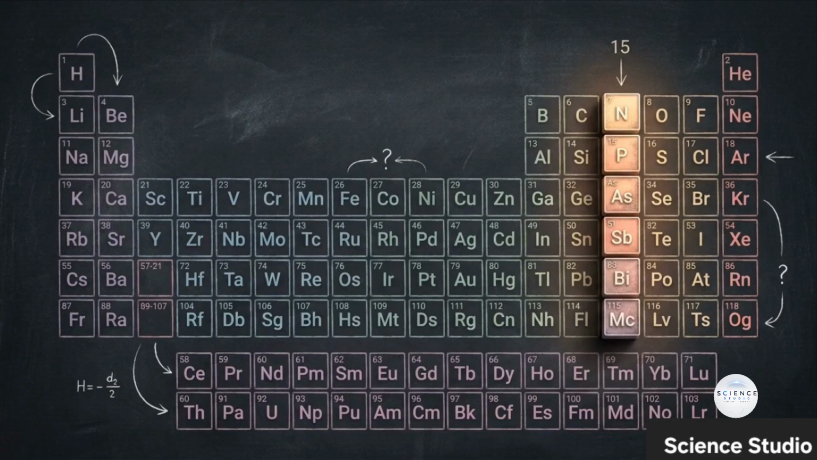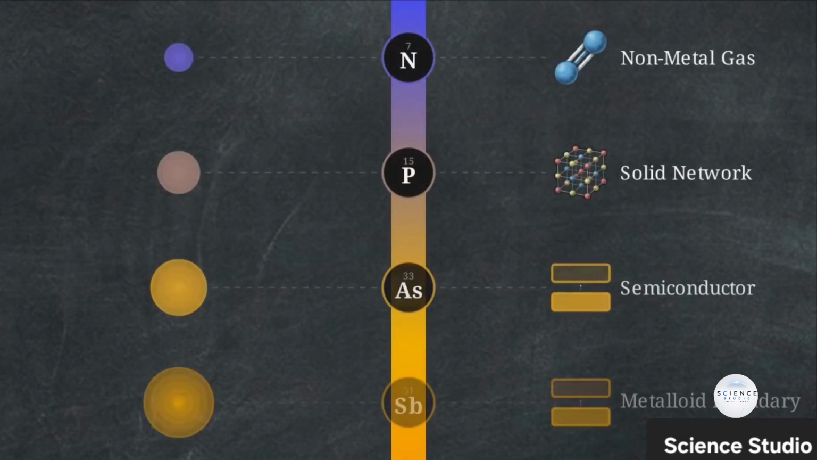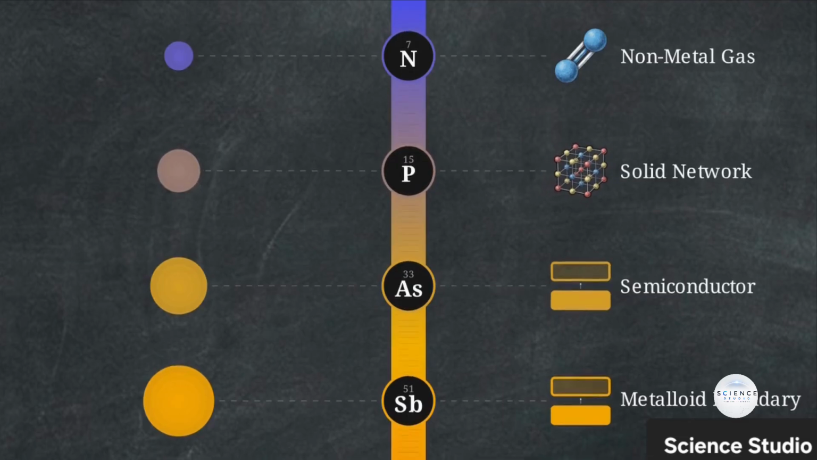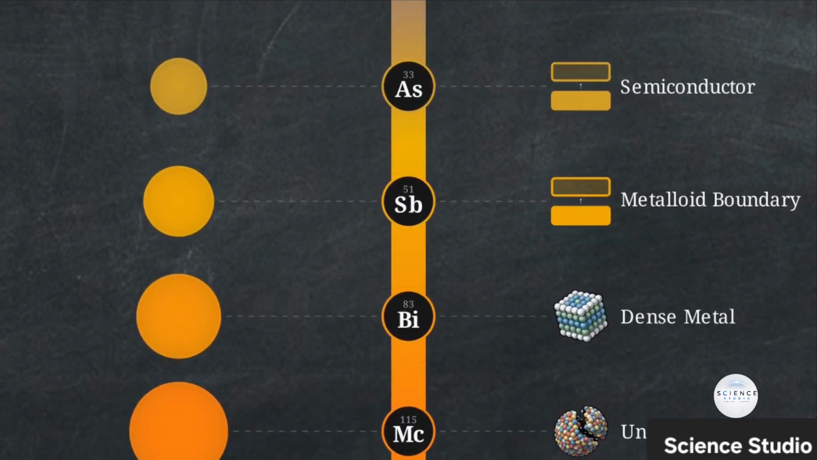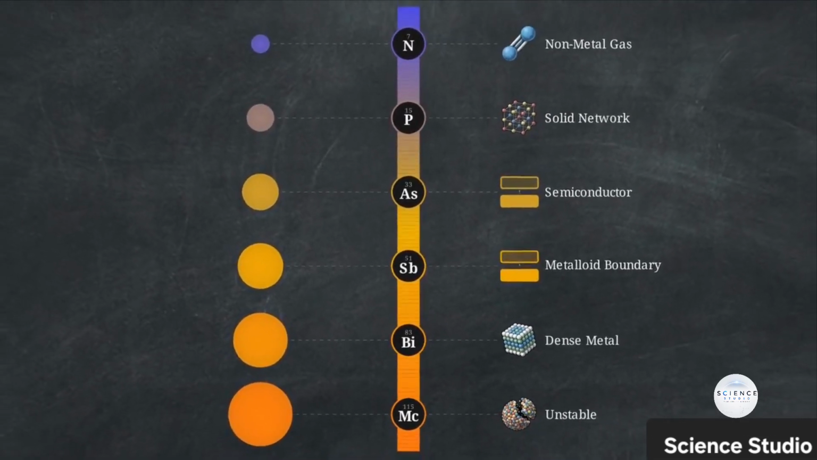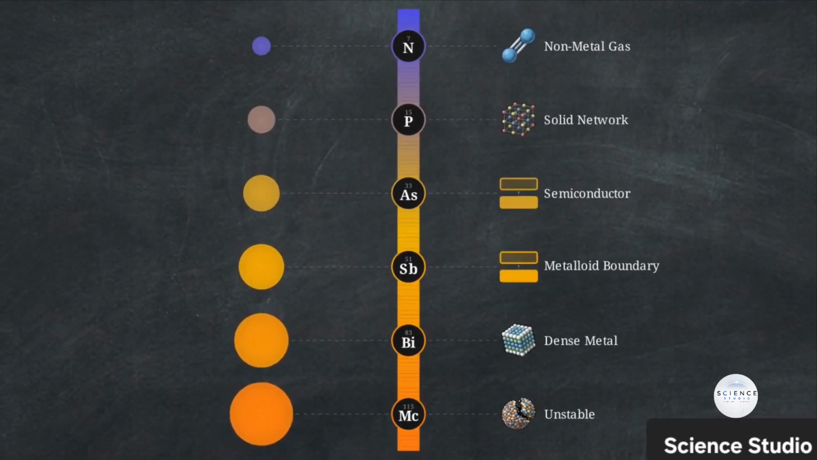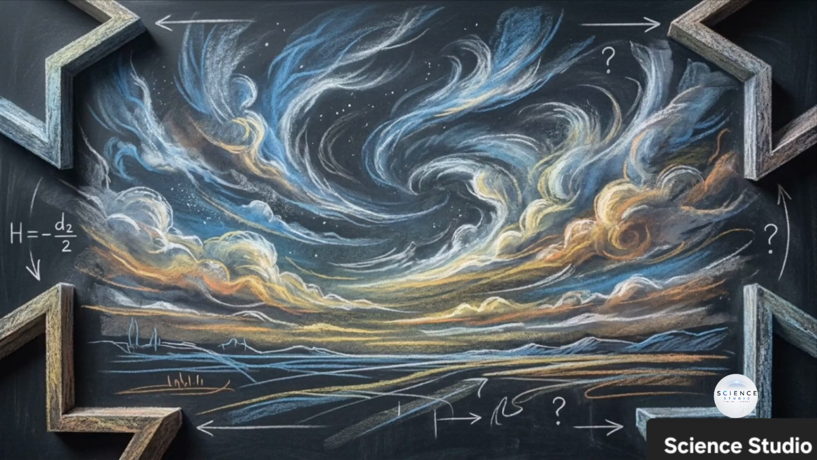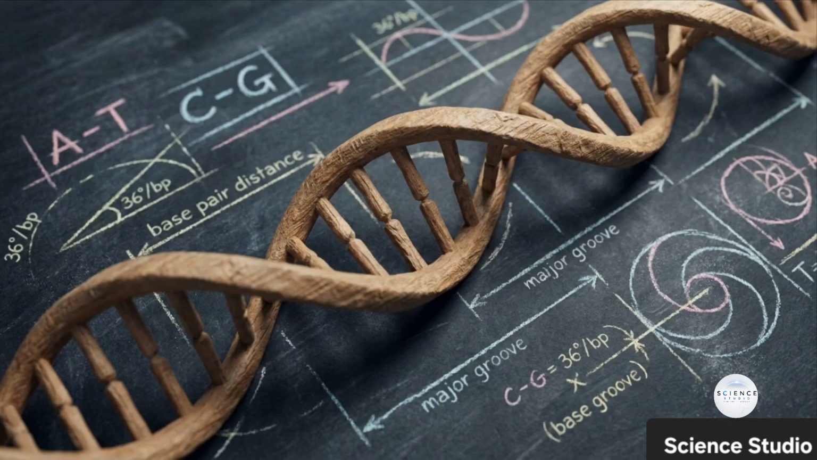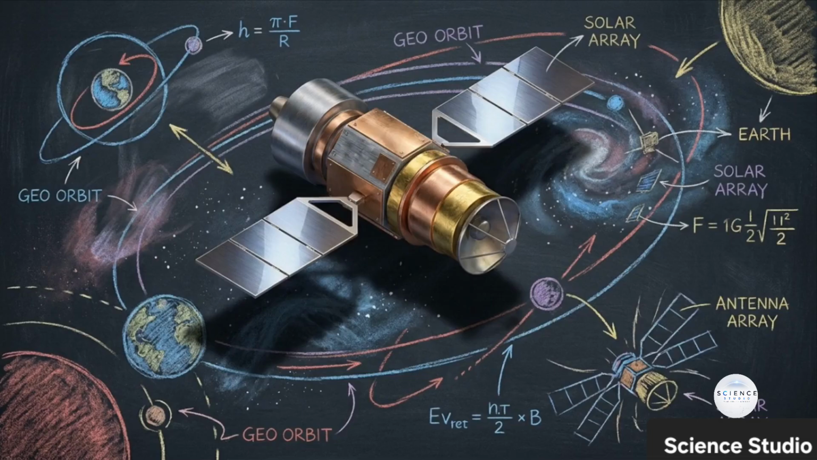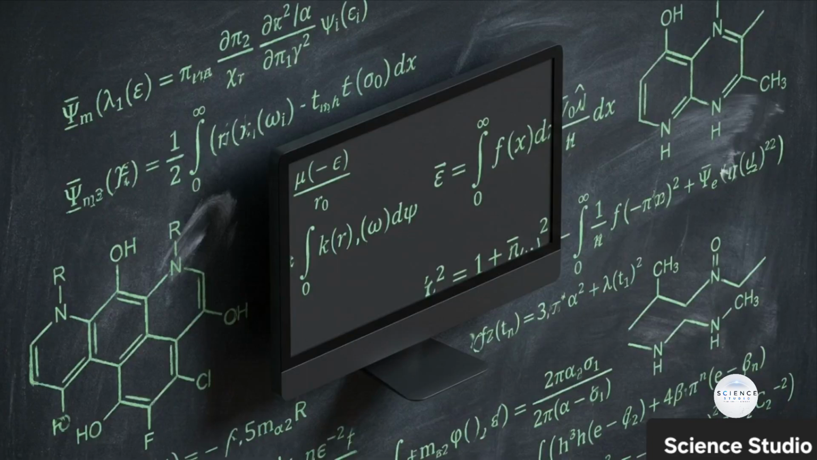Viewing group 15 in its entirety reveals a consistent mechanical logic, from nitrogen down to Moscovium. This vertical heat map tracks the structural gradient. We move from a non-metal gas through solid networks, across the semiconducting metalloid boundary and into dense metals. Across this vertical group, the expanding atomic radius is the primary metric dictating its physical properties. From atmospheric nitrogen to the backbone of cellular DNA and the architecture of satellites, all follow this underlying chemical logic.